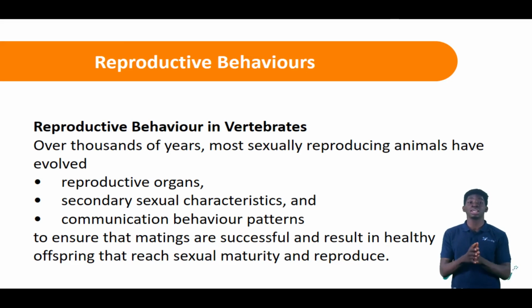All of this is to ensure that mating is successful and results in healthy offspring that reach maturity and reproduce. All of these characteristics that reproducing animals have evolved are to ensure that mating is successful and results in healthy offspring that can also reach sexual maturity and reproduce.